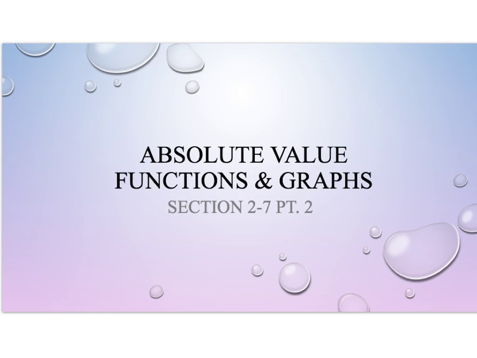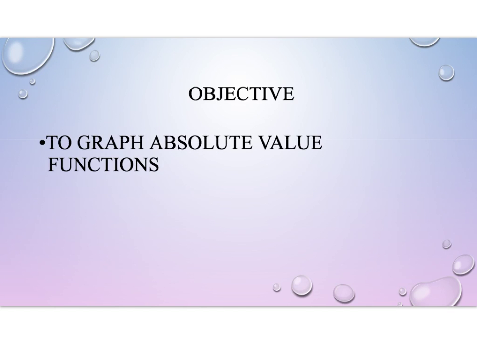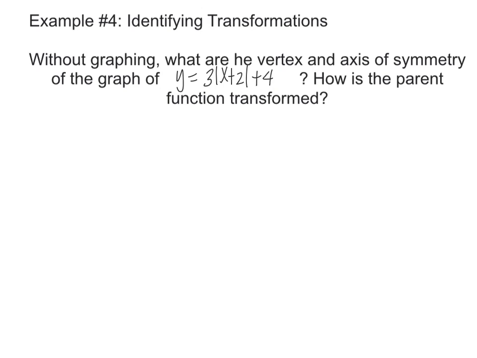Hey class, today we're talking about absolute value functions and graphs, and this is section 2-7, part 2 of your book. Our objective is to graph absolute value functions. So in example 4, we are identifying transformations.